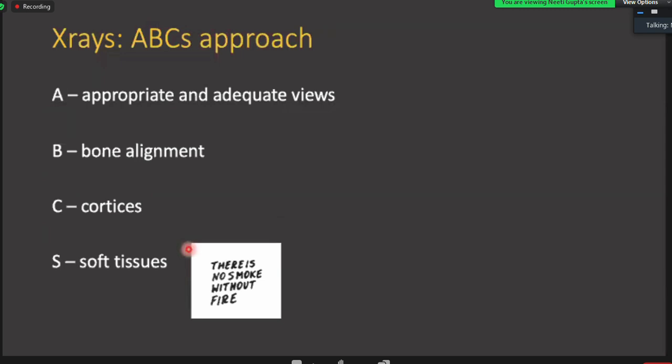In fact, soft tissues are proved to be very helpful in certain cases. And Dr. Ravi Ramakantan sir told us repeatedly in his classes on radiographs that there is no smoke without fire. Similarly, there is no soft tissue swelling without any underlying cause. So the presence of soft tissue swelling in any particular area should be looked at closely for any underlying bony pathology.